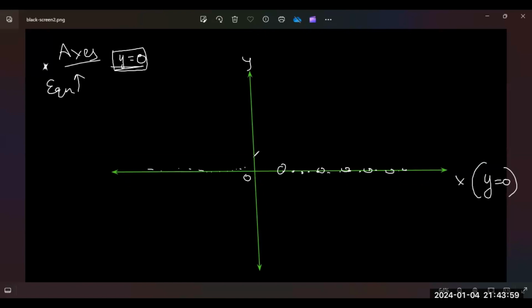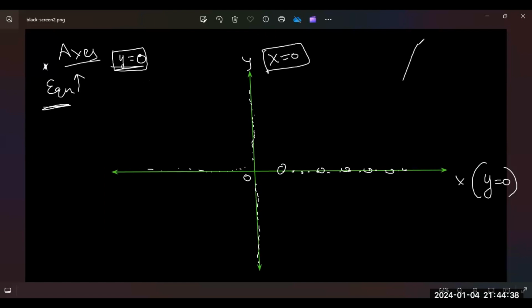Then what about the y-axis? Similarly, every point on the y-axis will have 0 as the x coordinate. So we will say x equals 0 defines the y-axis, because that is the common shared feature of all points on it. Axes are nothing but lines, and lines, circles, parabolas, all of them are represented by equations in coordinate geometry. We are giving an algebraic language to a geometrical figure.